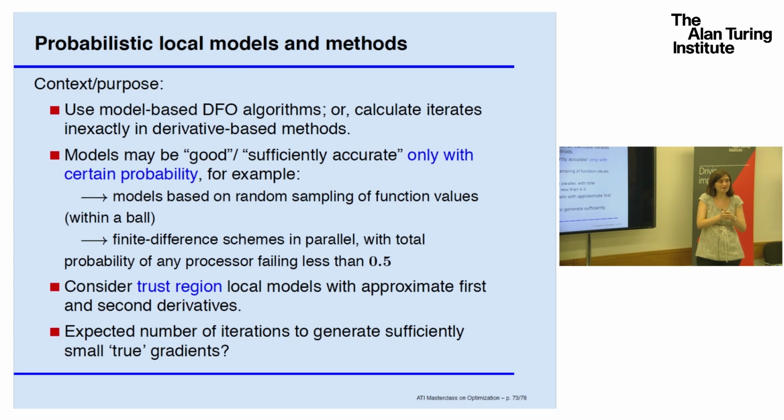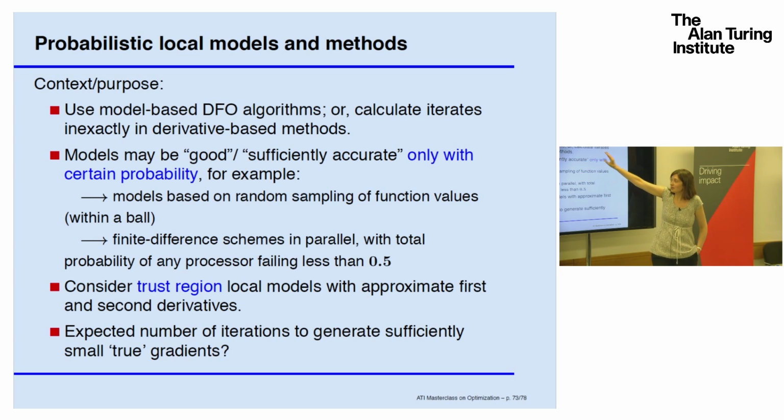Now assume that I have errors in these models because I compute the models not by interpolation, but by sampling. So I'm going to sample in some trust region, delta k, to compute my model. Or, for example, you can think of it as very inexact iterate calculation in my derivative-based methods. You can even think here of batch methods and stochastic gradient, where I take a subset of my gradients.